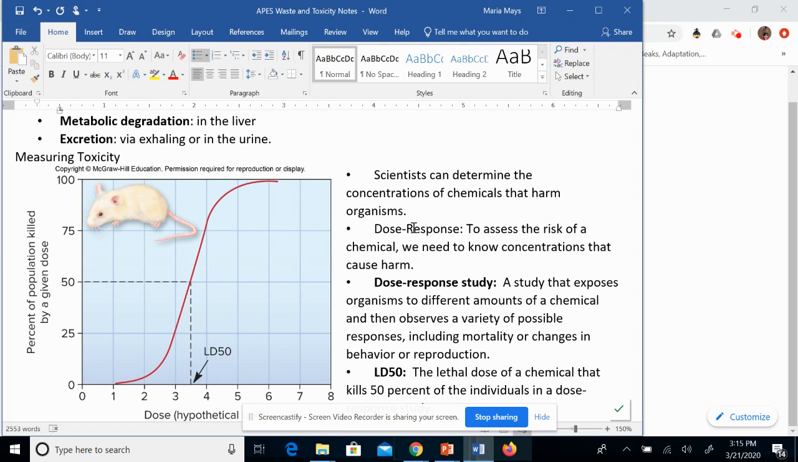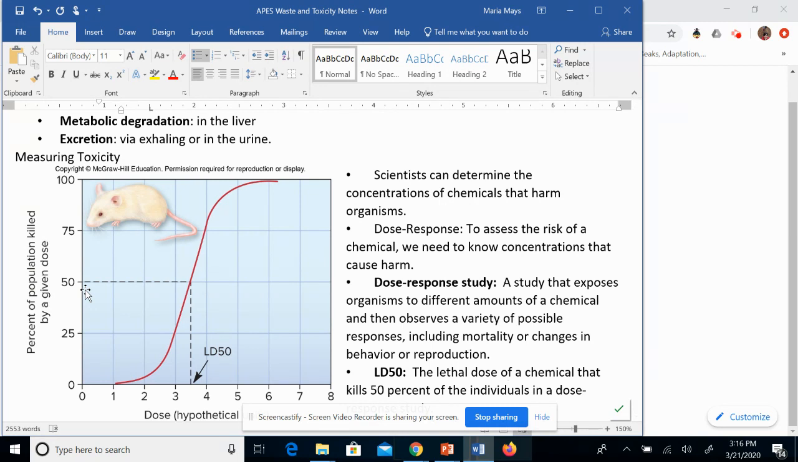All right, so scientists can determine the concentrations of chemicals that harm organisms. And to do this, they look at a dose response. So the dose response study is a study that exposes animals to different amounts of a chemical and then observes a variety of possible responses. You could observe for mortality, as we see in this example here. This is looking at the percent of the population killed by the dose. Or you could look at changes in behavior, changes in reproduction.